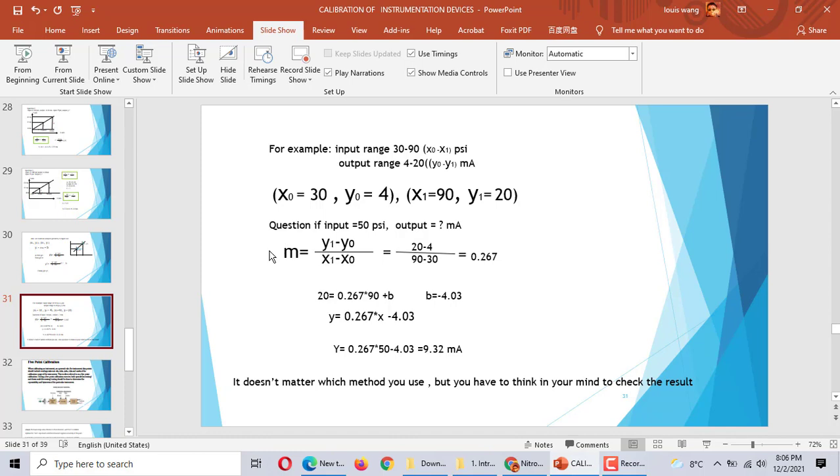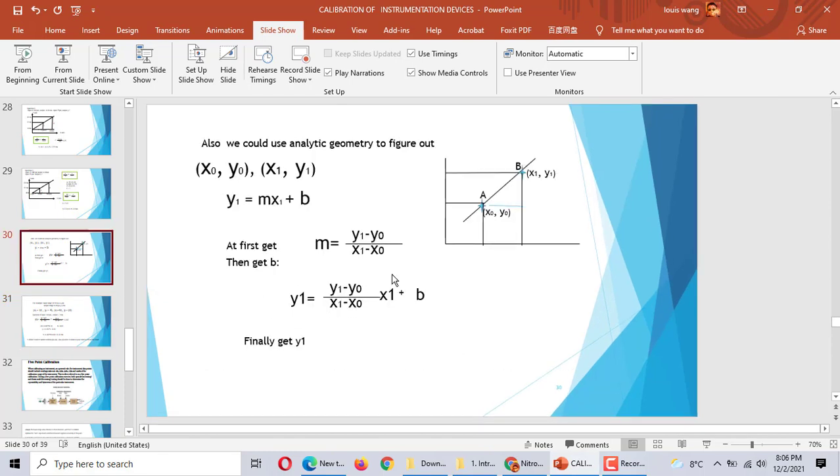The question is: for an input of 50 psi, what should the output be? First we get m equals y1 minus y0 divided by x1 minus x0. This gives m as 0.267. After that, we use the formula.